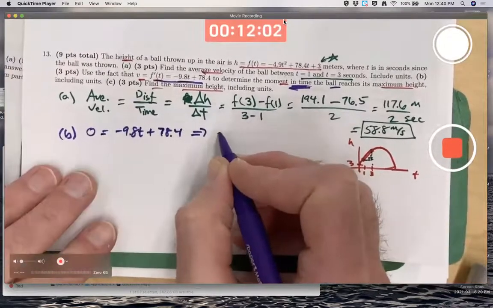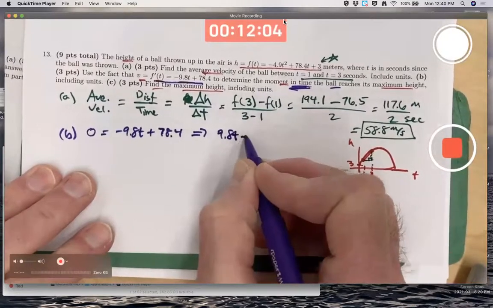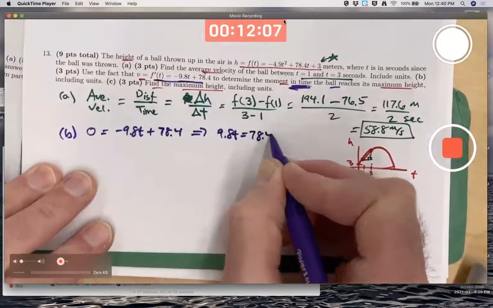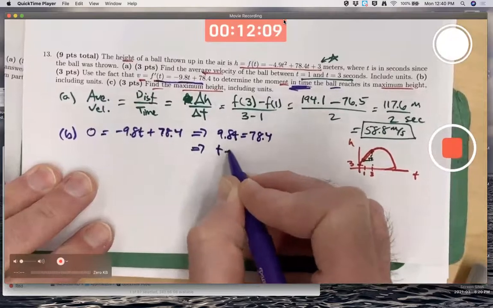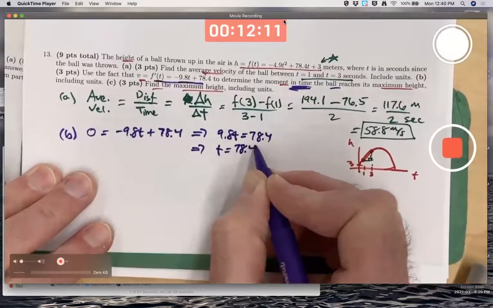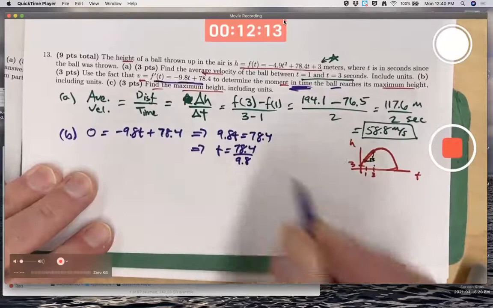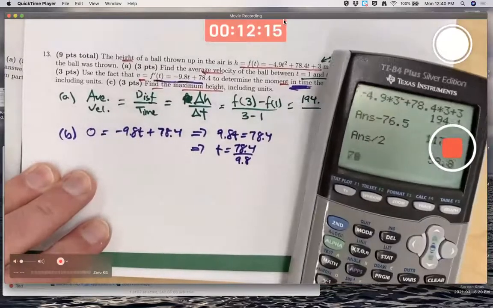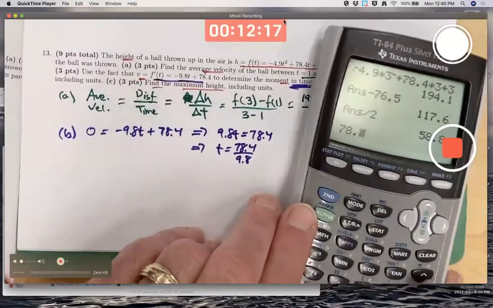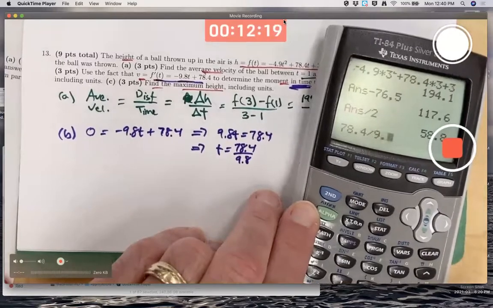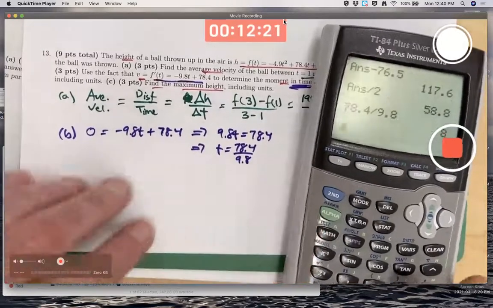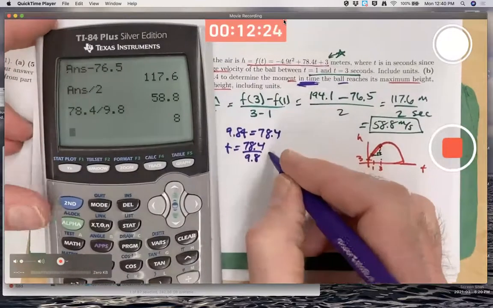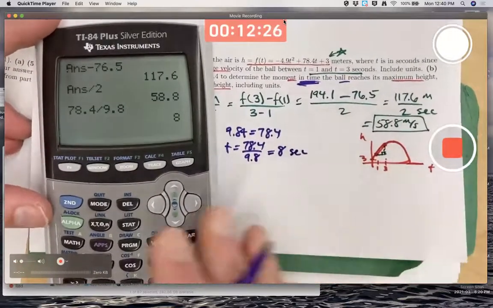Add 9.8 t to both sides to cancel it on the right side. Then divide both sides by 9.8. t is 78.4 divided by 9.8. And how about that? I made it come out to be a nice number. 8 seconds. Okay. I didn't have to make it come out nice, but I did.